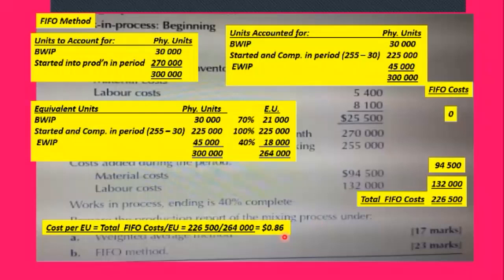And that you can apply to the closing stock of 45,000 units to find out how much is the cost of that, and you can also apply it to the 255,000 that was transferred and completed out to find out the cost of that. When you add the two of them together, they should come back up to the 226,550.